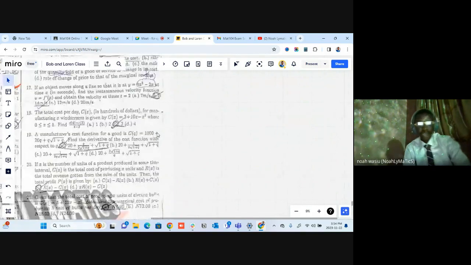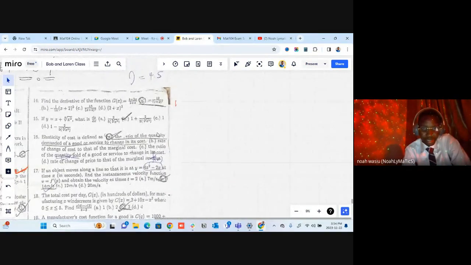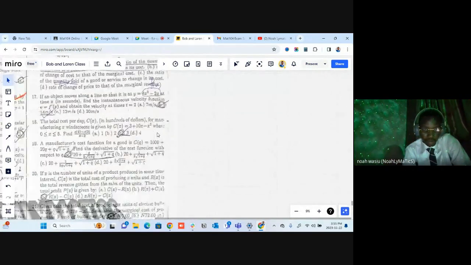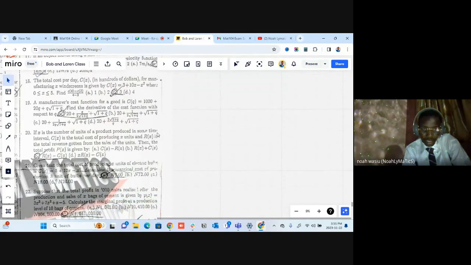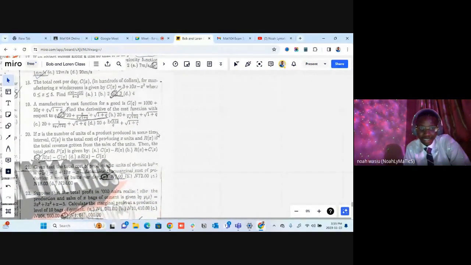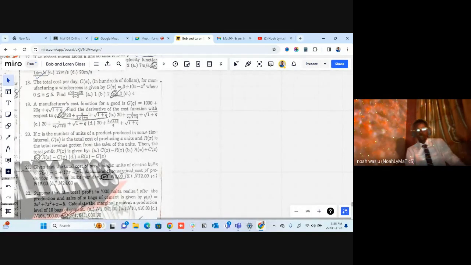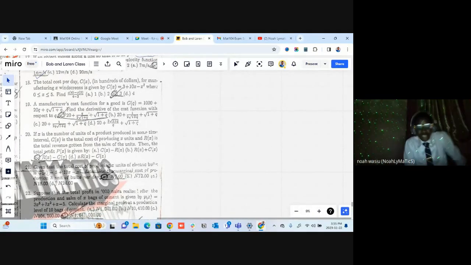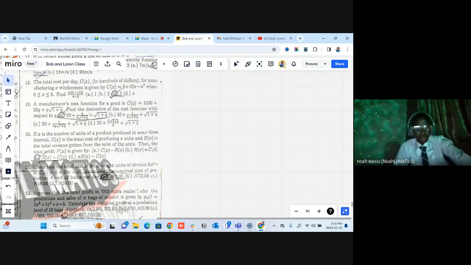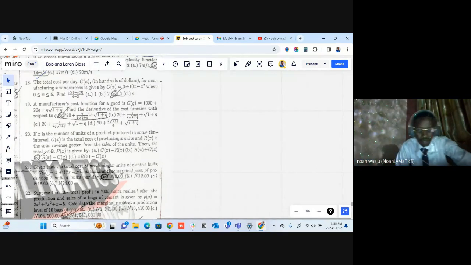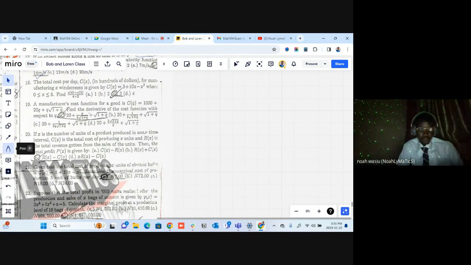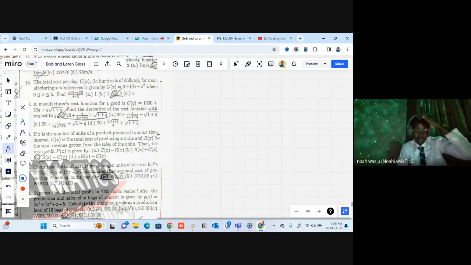So guys, we have question number 18 now. Take note, we have gotten to those parts whereby we have total cost, marginal cost, and all those things. So the total cost per day. Before I even start with anything, please take note of these conditions for all of this.